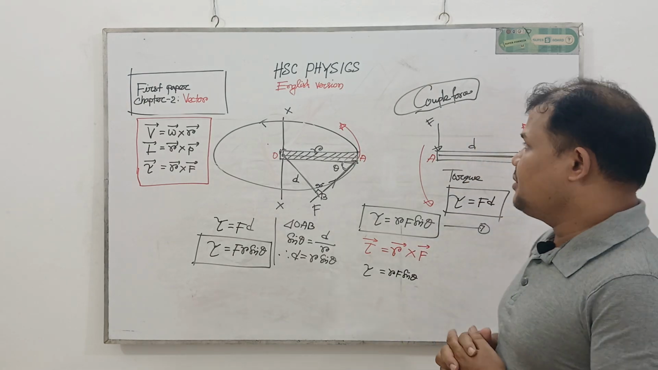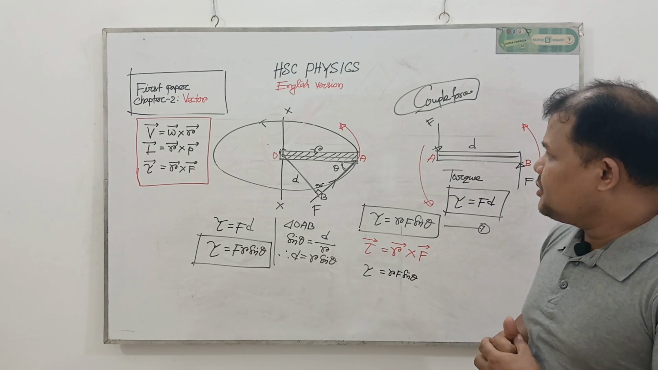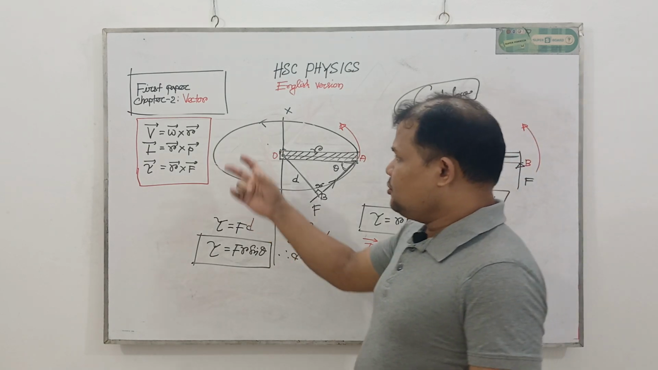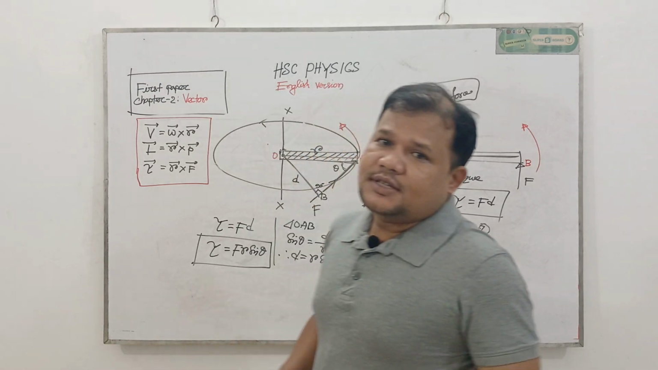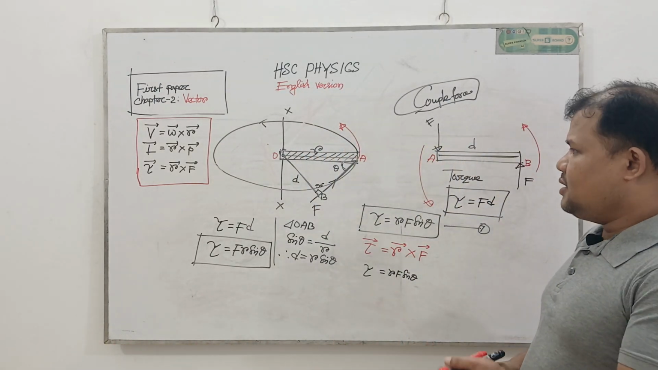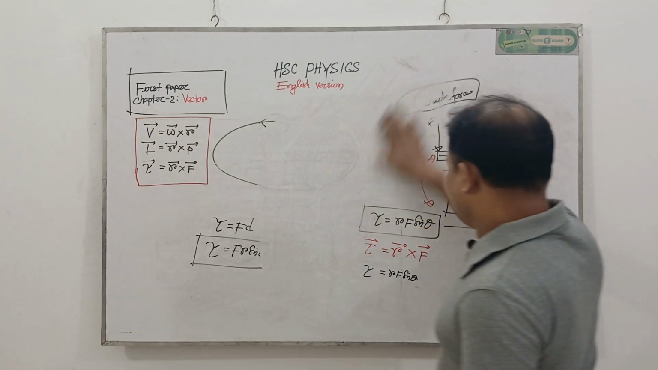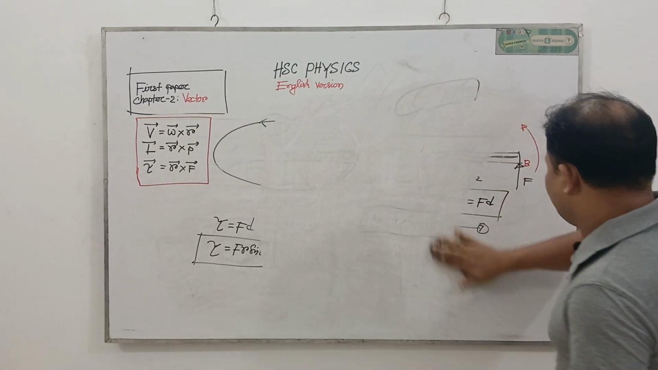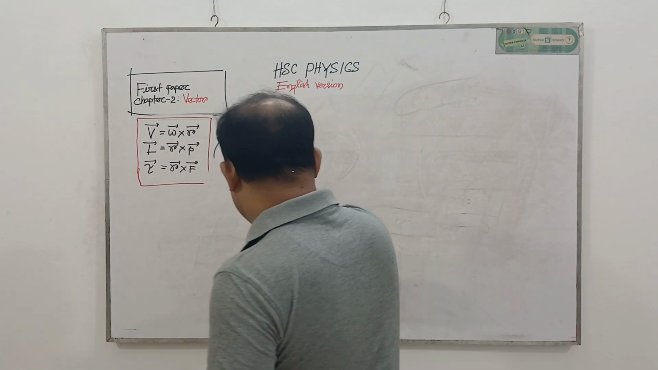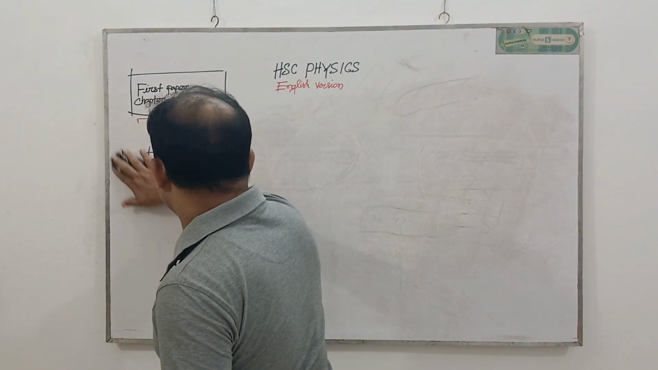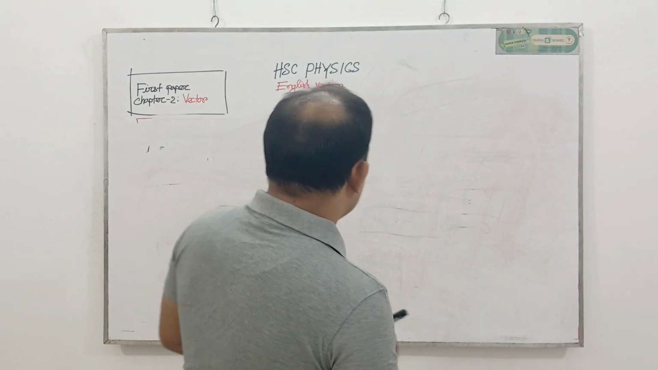Today I am delivering my lecture on HSC Physics for students of the English version, first paper, chapter 2, vector. Today I will discuss a very special part, representation of vector and different types of vector. Today I am trying to cover two special parts. One part is representation of the vector.